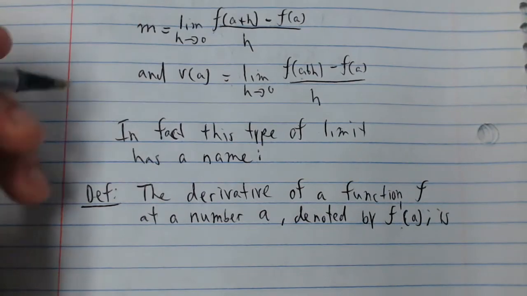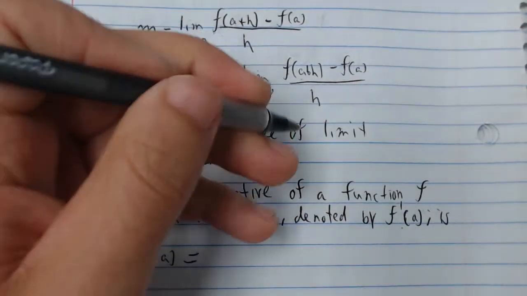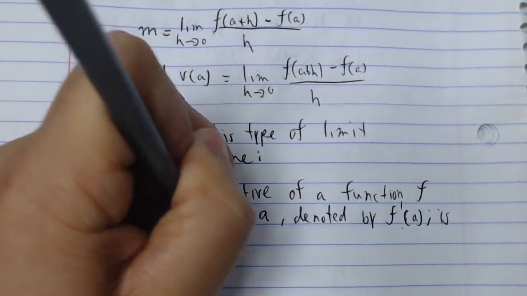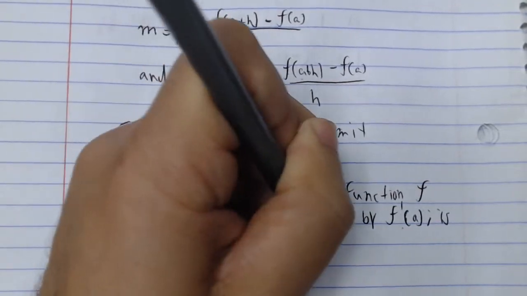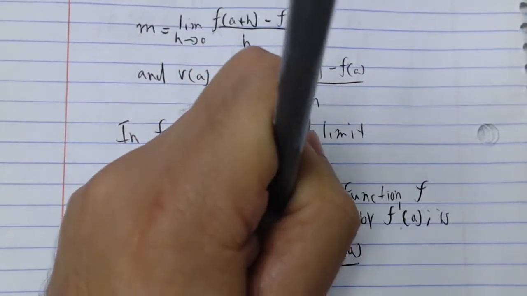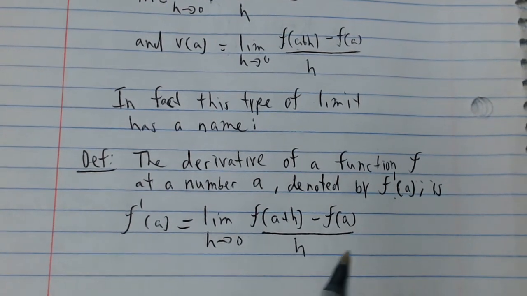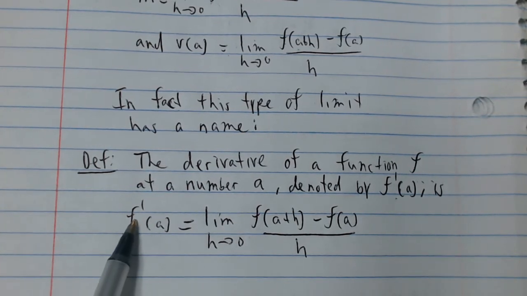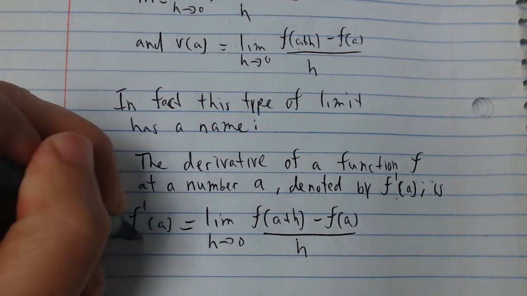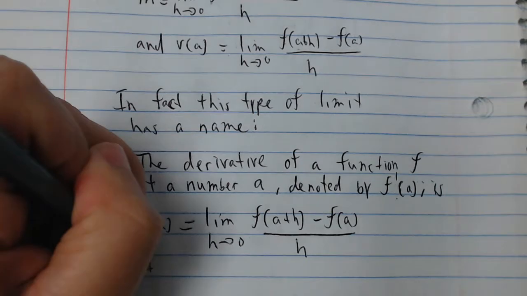So here's how we're defining f prime of a. f prime of a, in other words, is equivalent to the limit as h approaches 0 of f of a plus h minus f of a all over h. So if you notice this, this is actually the same thing as you saw last section, right? Except instead of calling this m, we're calling it f prime. So if you remember in section 7, we called this m, which was the slope of the tangent.